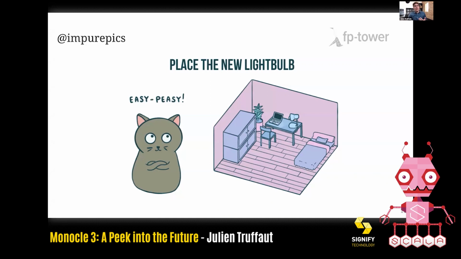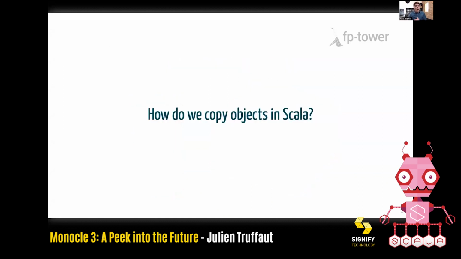Okay. So now this leads to the question, how can we copy something in Scala? Because, okay, we know that for mutating something in an immutable world, you need to copy things over. So how can we do it in Scala? And this is where I have 3 examples for you.